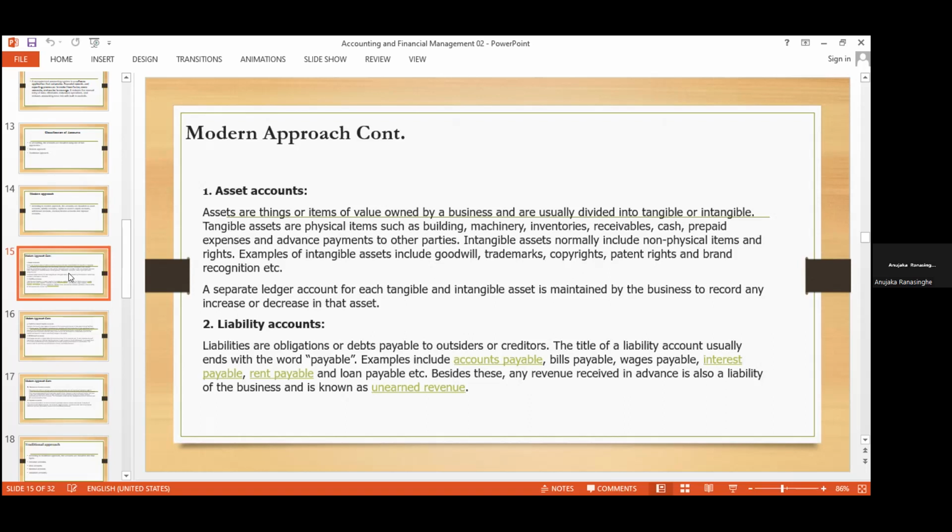Assets are things or items of value owned by a business and are usually divided into tangible or intangible. Tangible means physical assets. We can touch vehicles, buildings, machineries; they are tangible assets. Intangible assets are those we can't touch: goodwill, marketing concepts, brand names.